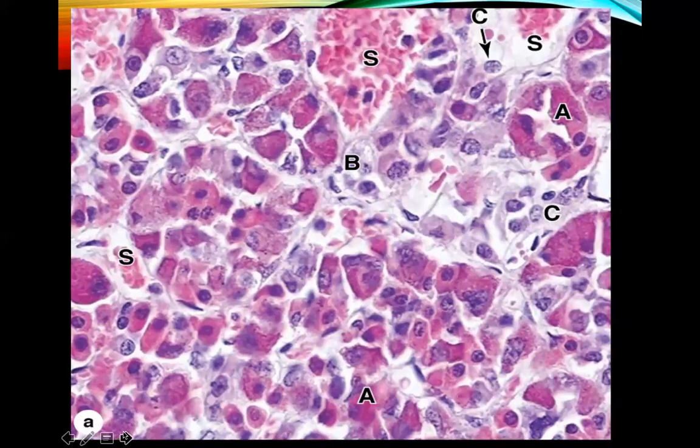In this illustration, taken from Junqueira, this is the pars distalis, where we can see acidophil, basophil, and chromophobe cells, the one that does not take up the stain.